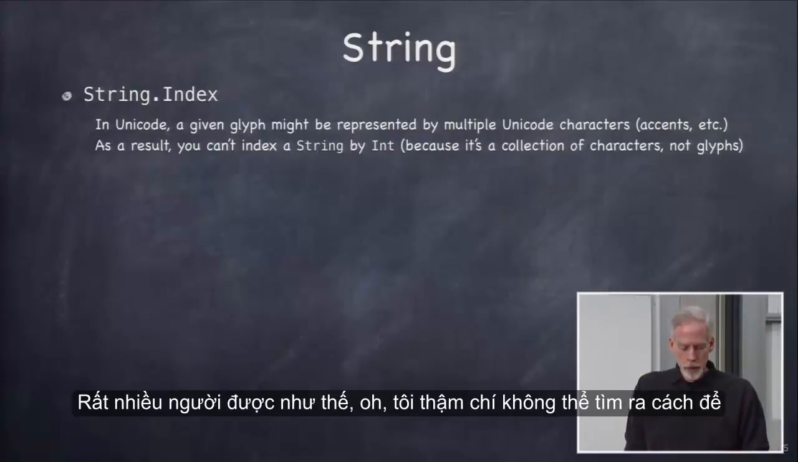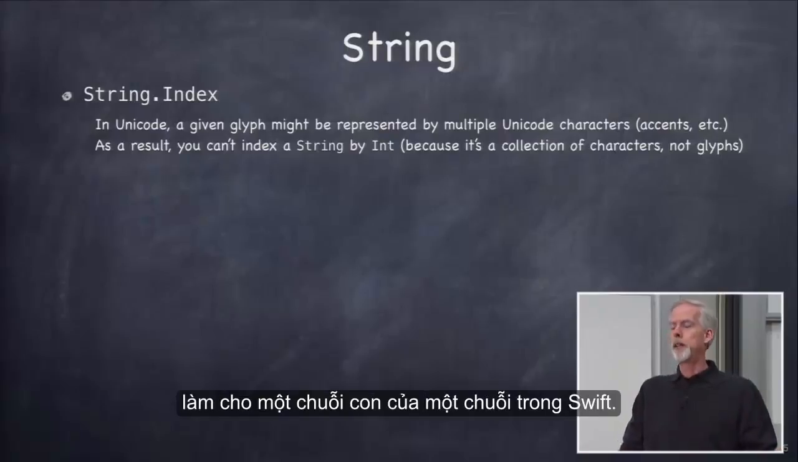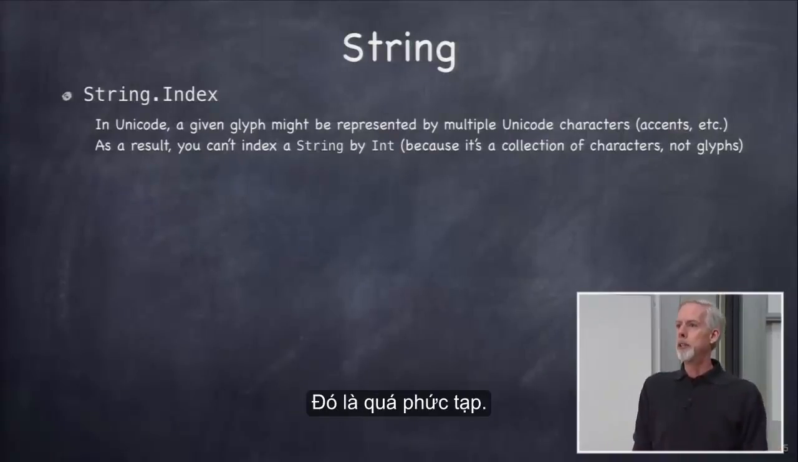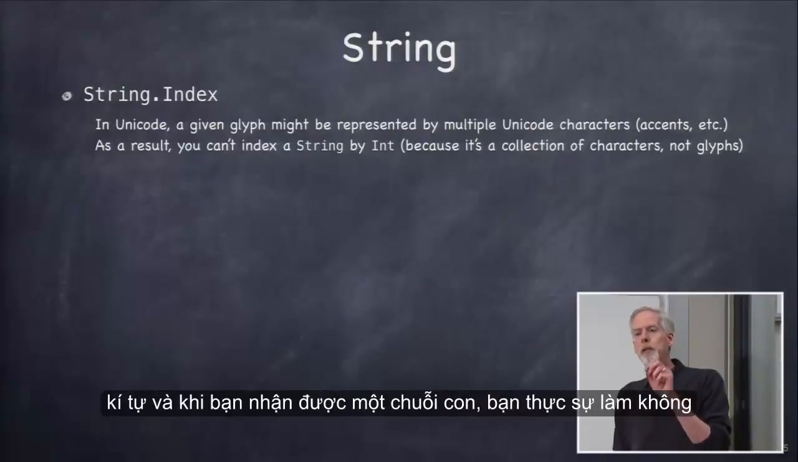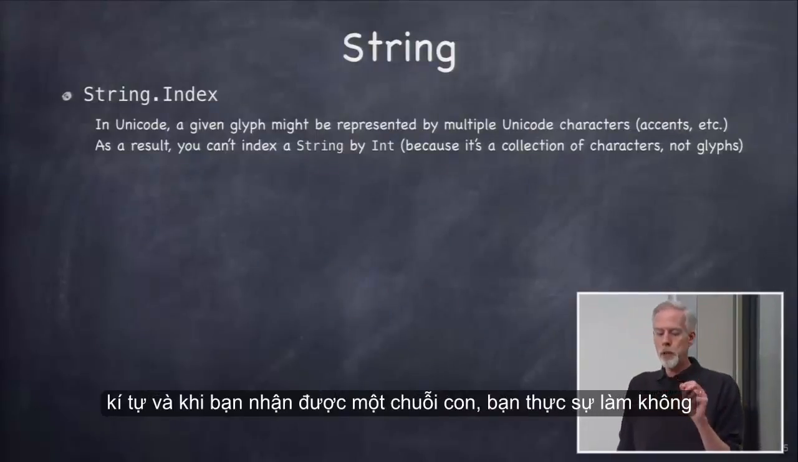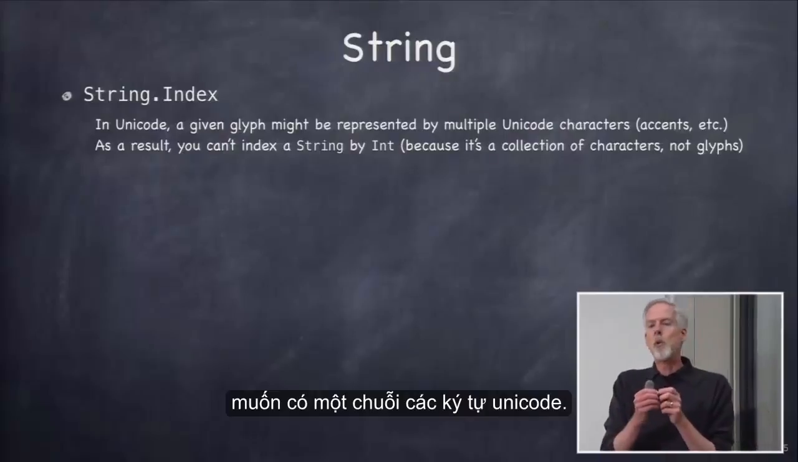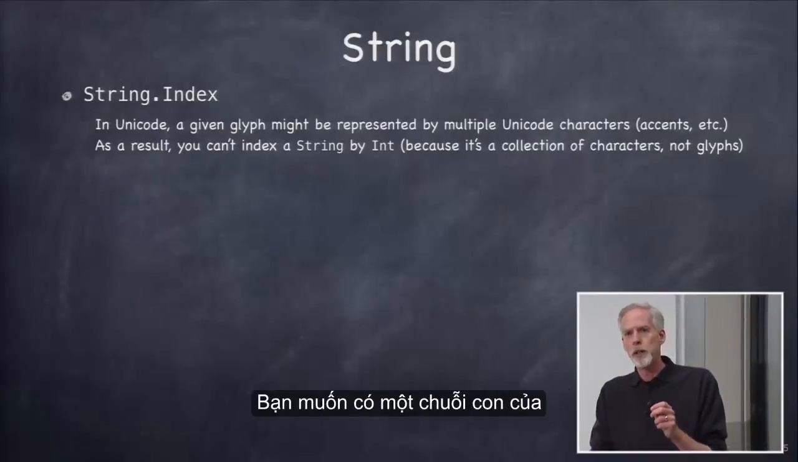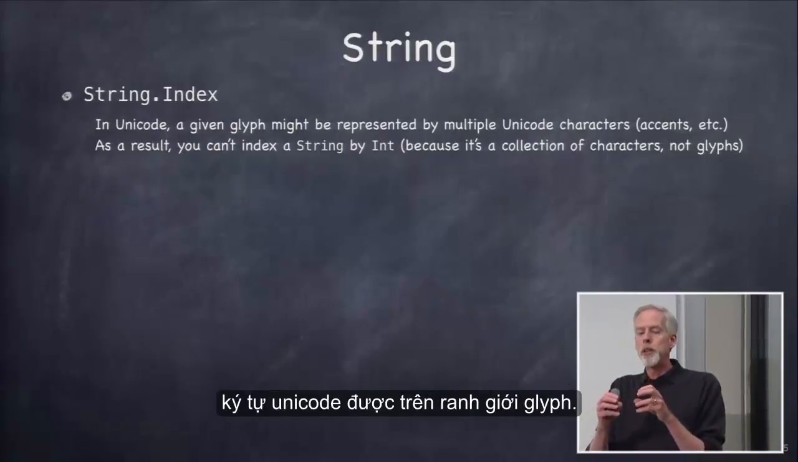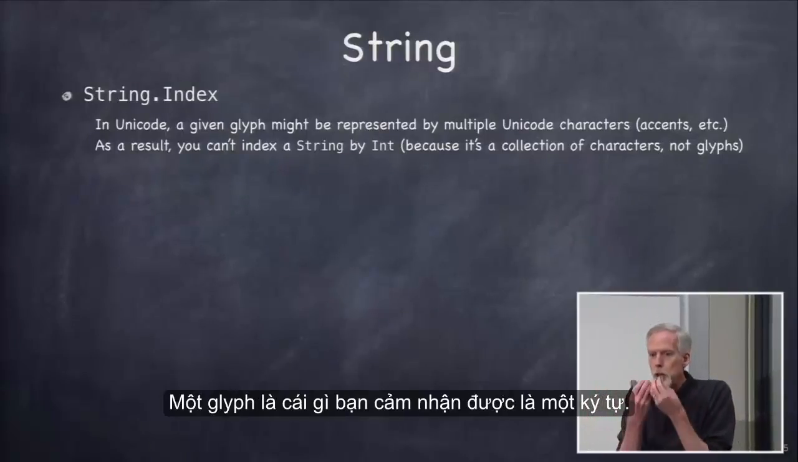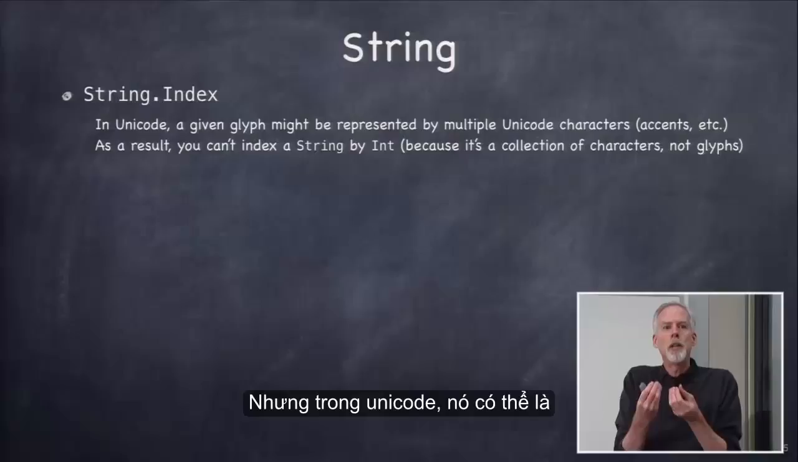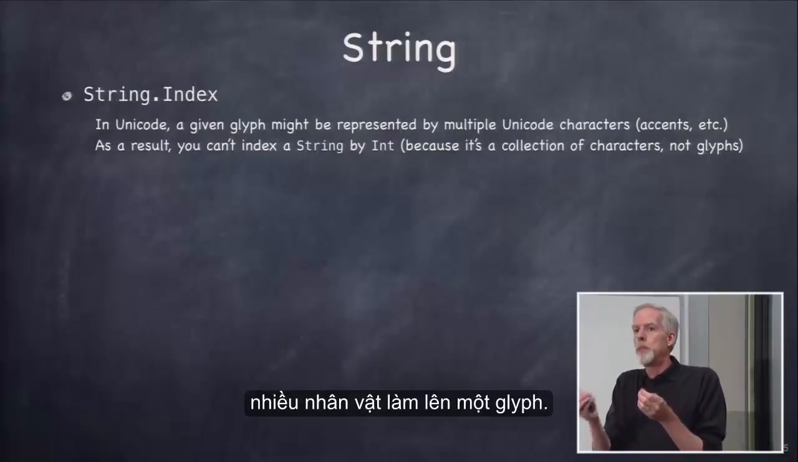A lot of people are like, oh, I can't even figure out how to make a substring of a string in Swift. It's so complicated. But once you understand that strings are made of Unicode characters, and when you get a substring, you actually don't want a substring of Unicode characters. You want a substring of Unicode characters that are on glyph boundaries. A glyph is something you perceive to be a character.